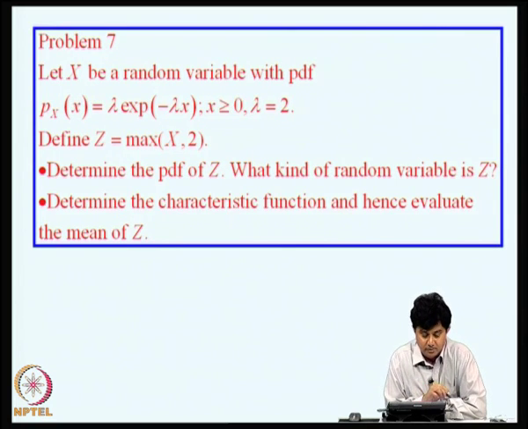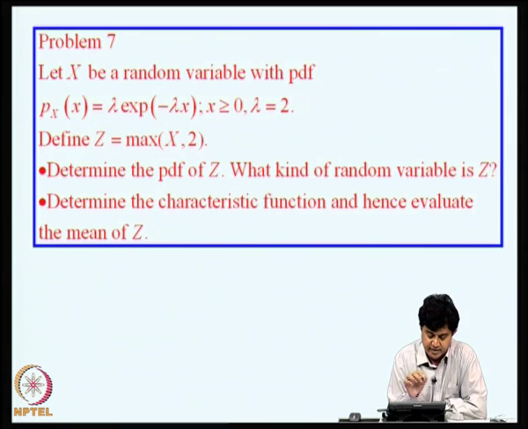The next example is again with an exponential random variable. So, x is an exponential random variable with parameter lambda, and lambda is given to be equal to 2, and we define z as the maximum of x comma 2. The question is to determine the probability density function of z and comment on what kind of random variable z is. Subsequently, we are asked to determine the characteristic function and hence evaluate the mean of z. So, how do we do this?